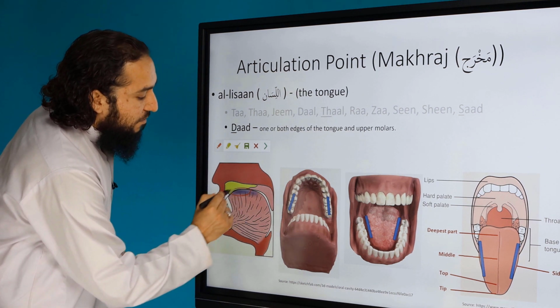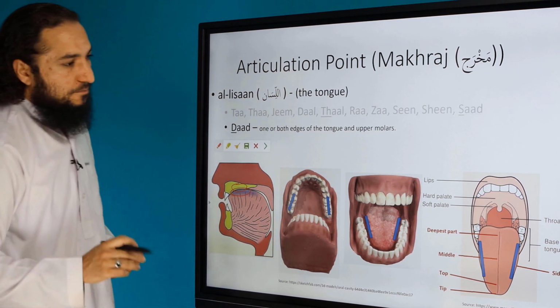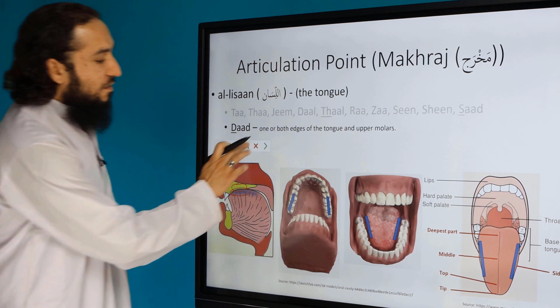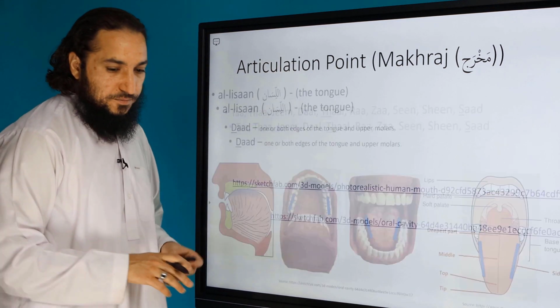Similarly here, this diagram, and the teeth here. Let me go to the 3D model and explain it there.